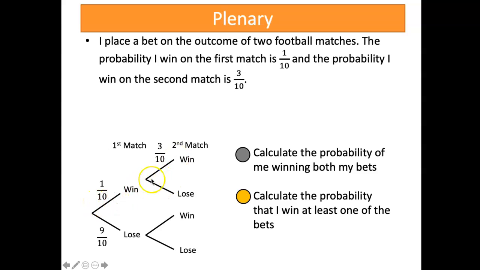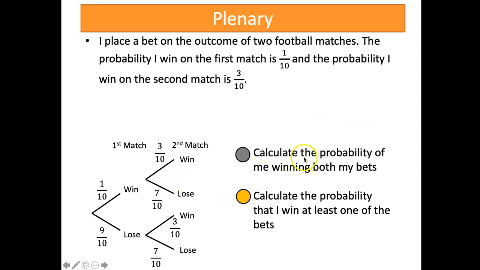Okay. Now moving on to the second match. If the probability is 3 out of 10 for winning, or 30%, that means the probability of losing that bet is 70%. It's always 100% or equal to 1. Okay, so I'm going to complete the tree diagram.